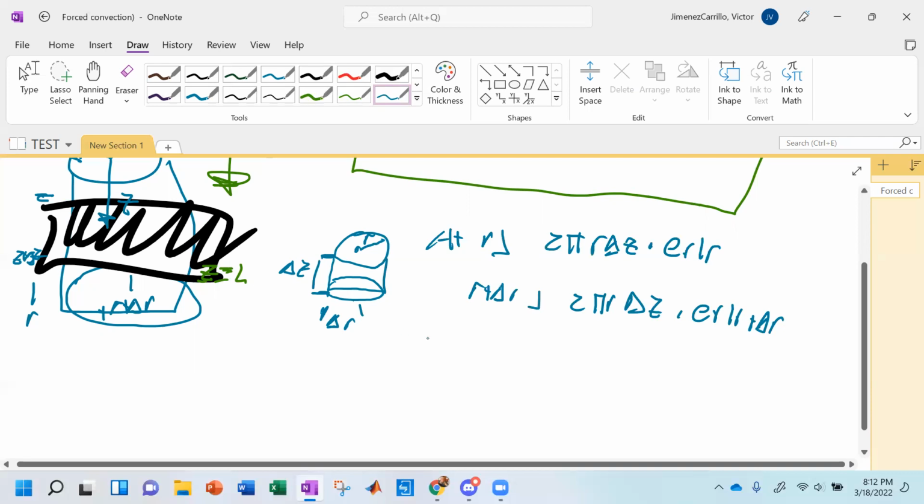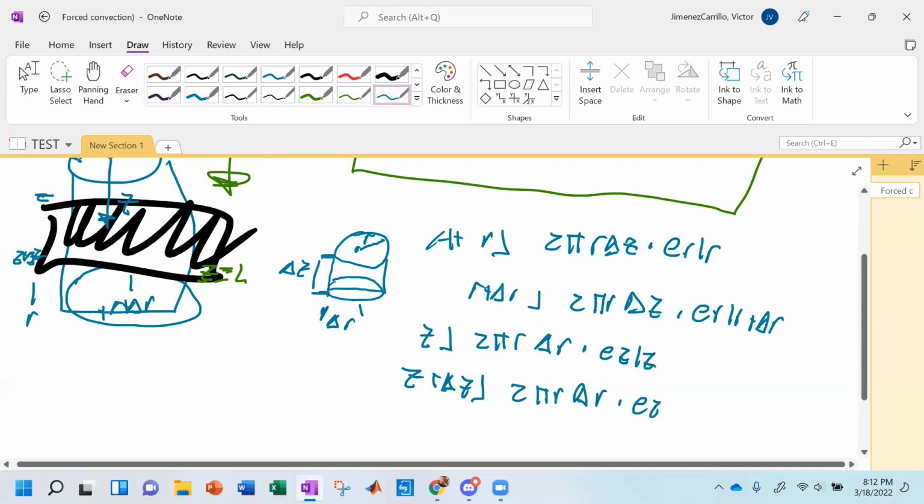Wonderful. At Z, your area is basically the same. The only difference is that instead of that delta Z, guess what you put in there? A delta R, multiplied by EZ at Z. Z plus delta Z becomes the same thing: 2 pi R delta R times EZ at Z plus delta Z. Okay, so we have everything accounted for in the R and the Z direction.